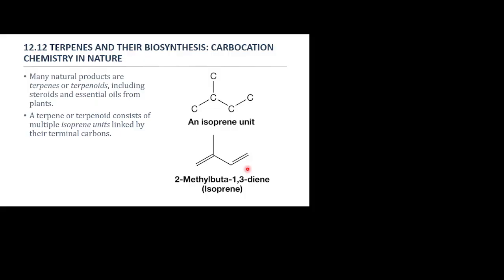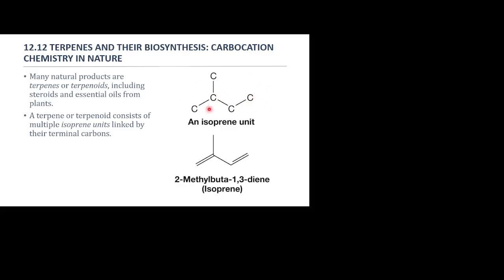Now, many natural products are in fact terpenes or terpenoids. This can include things like steroids, of course. Everybody knows steroids, right? Yep. Hopefully not super familiar with steroids. But this can also be essential oils from plants. It's actually a whole variety of products. It can be sealants, etc. Okay, there's actually a tremendous variety.